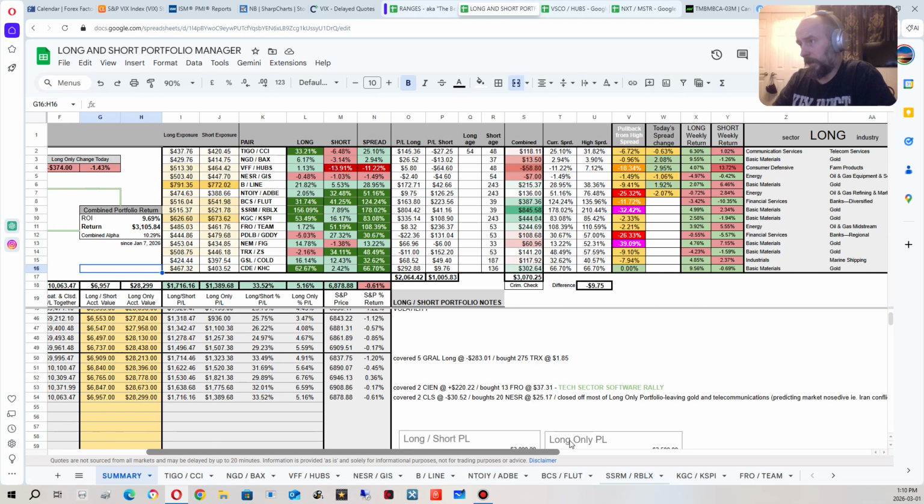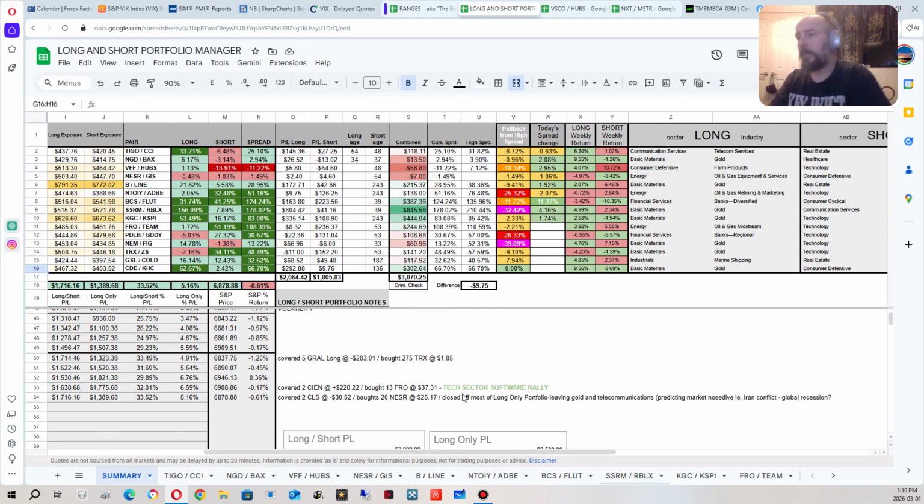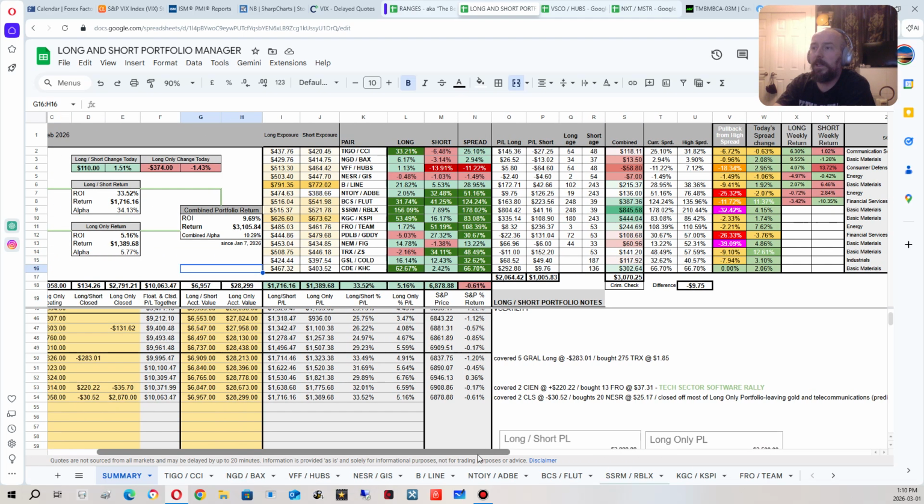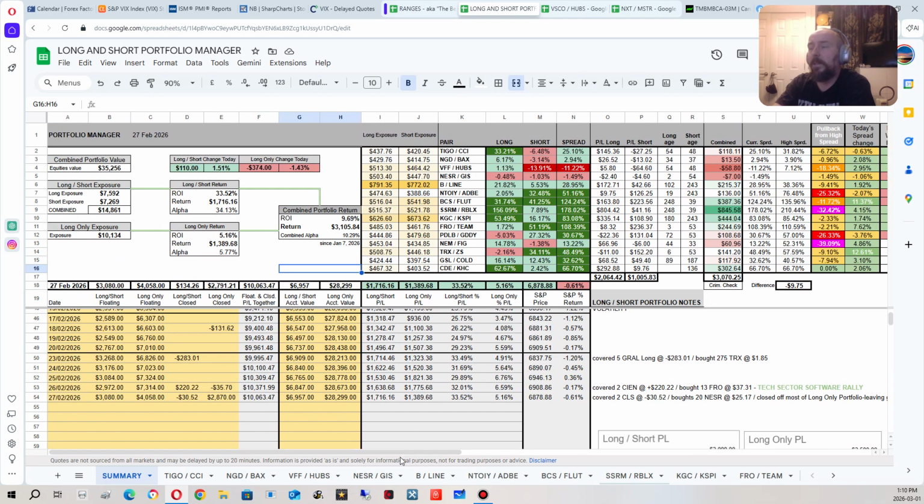Here is the note associated with that day. Closed off most long only portfolio, leaving gold and telecommunications, predicting market nosedive, i.e. Iran conflict, global recession. Now, I wrote this on Friday. Little did I know that on Saturday, the U.S. and Israel were going to strike, and they did. So expecting volatility on Monday. If Nvidia wasn't volatile enough for you, just wait till you see what happens on Monday.